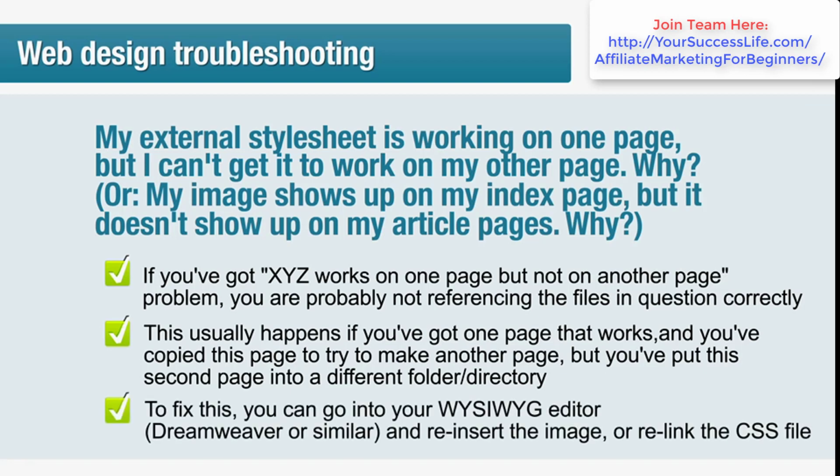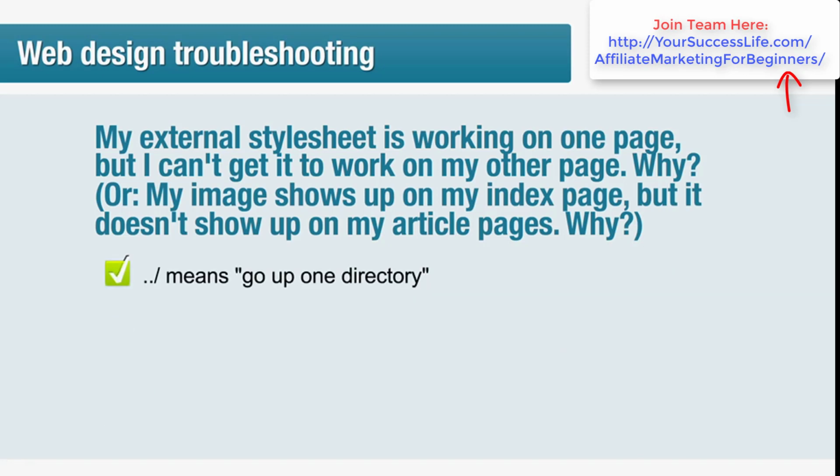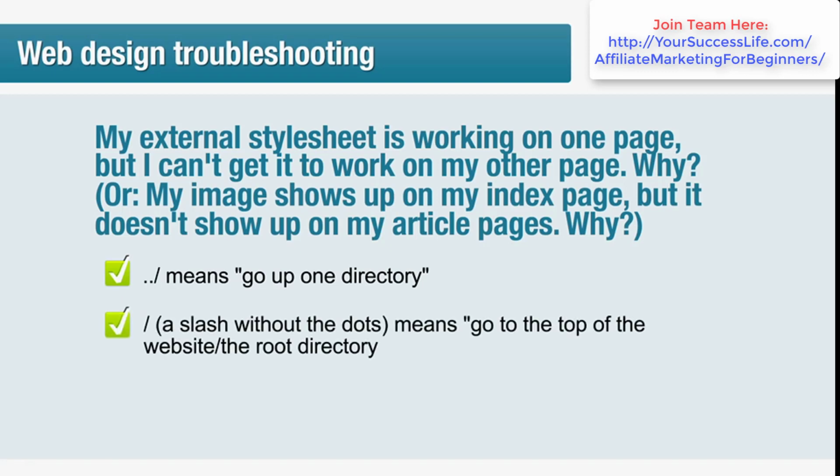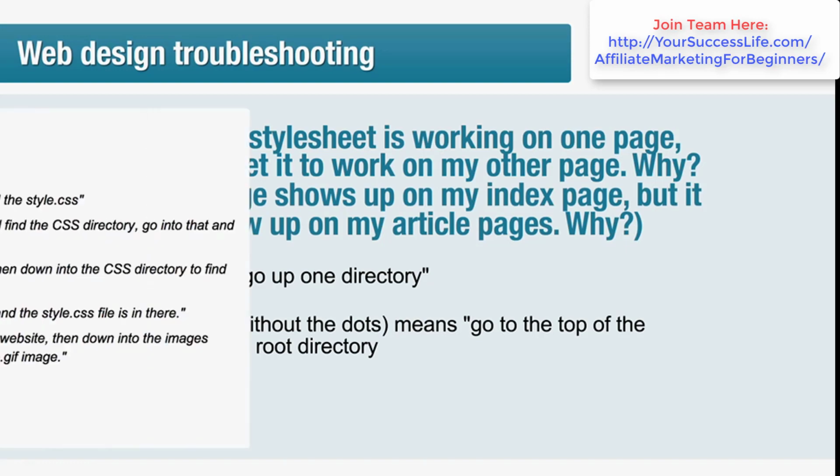To fix this, you can go into your What You See Is What You Get editor, Dreamweaver or similar, and reinsert the image or relink the CSS file. Or you can look at your HTML and fix it up there. Usually all you have to do is insert or remove some dots and slashes in front of the image or CSS file. Two dots and a slash means go up one directory. A slash without the dots means go to the top of the website, the root directory. A file name without the dots or slashes means this folder or file is in the same folder as this HTML document.